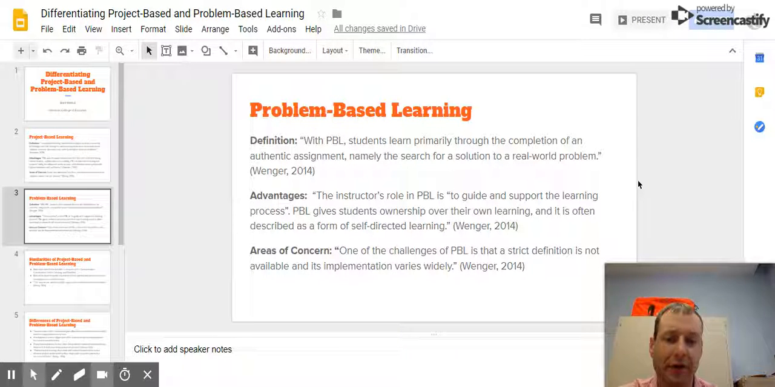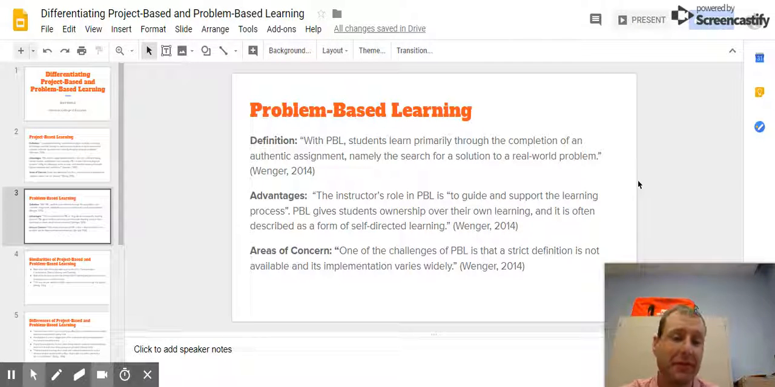Switching gears a little bit to the other aspect that we're going to be talking about, which is problem-based learning. With PBL, that's how Wegner quoted it in the readings for this week. Students learn primarily through the completion of an authentic assignment, mainly focusing on solutions to real-world problems. What's kind of nice about this is students are able to generate their own questions and then figure out a solution to them. And hopefully the problems and the solutions are grounded in the real world.